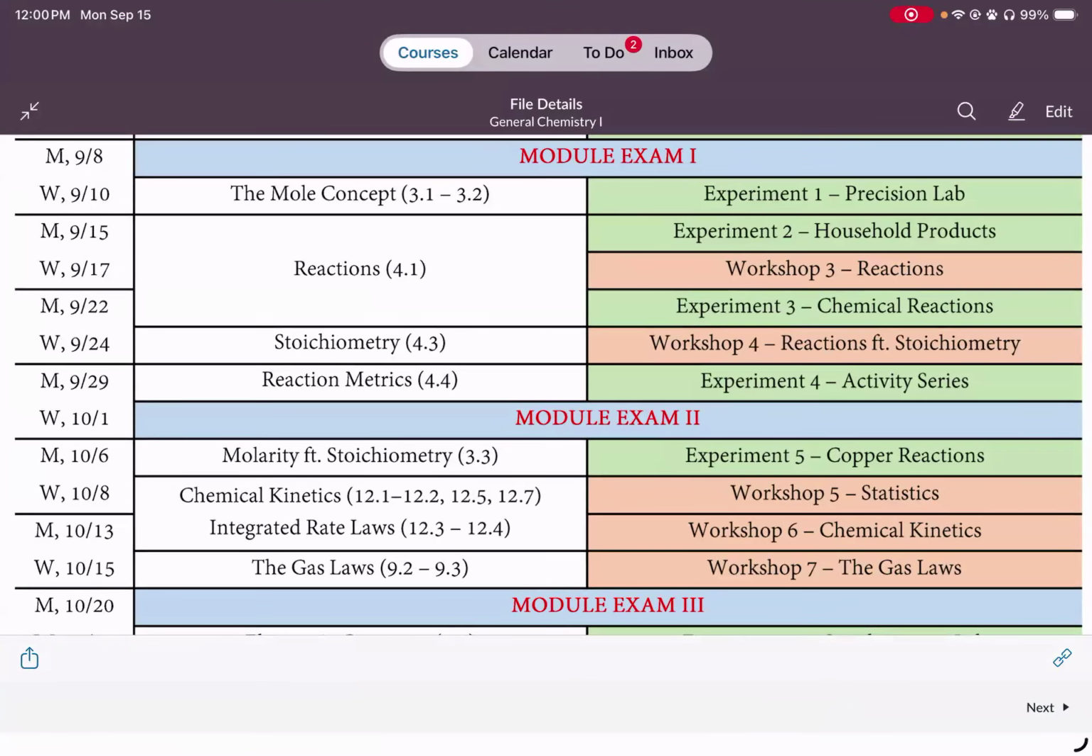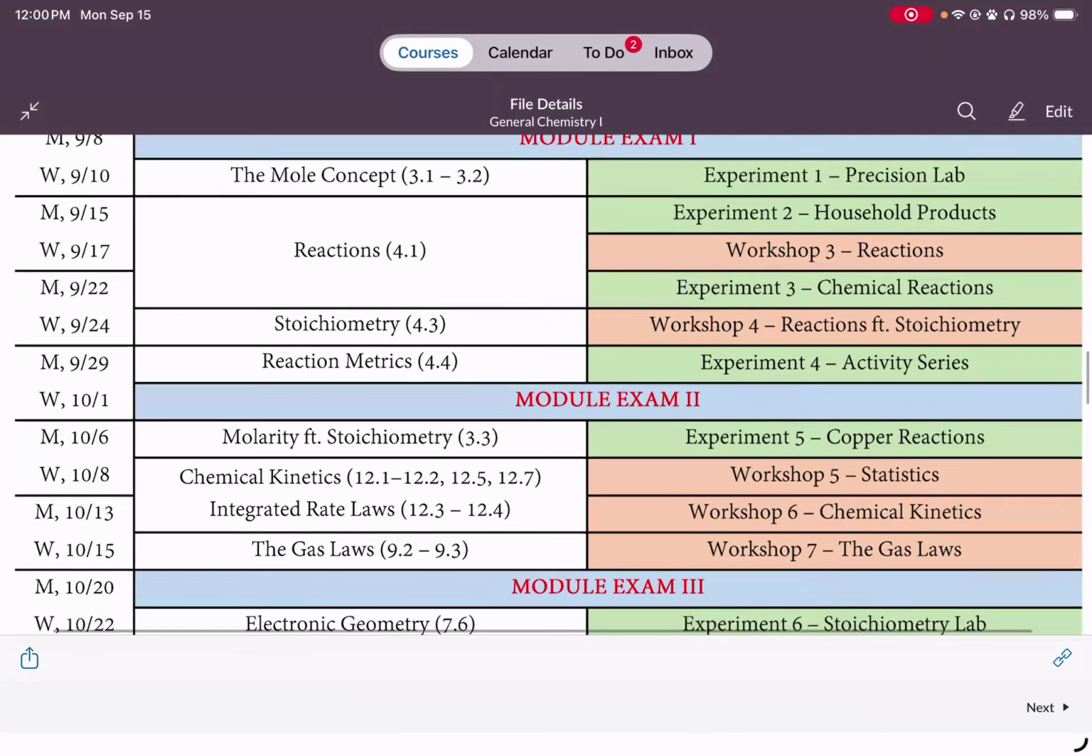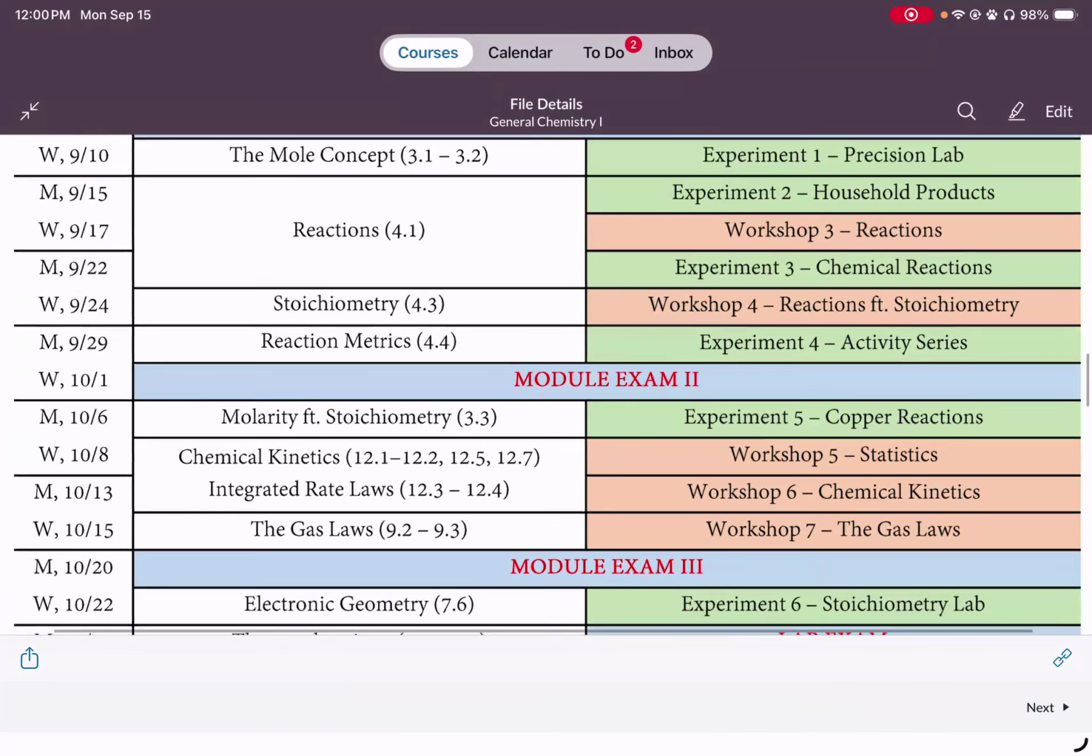Okay. Before jumping into today's topic, I just want to give you guys an overview of what the next couple of lectures are going to look like. So, of course, last Monday we had the first exam, module exam 1, and then on Wednesday we jumped into our next topic called the mole concept.